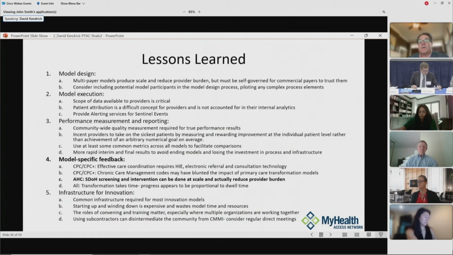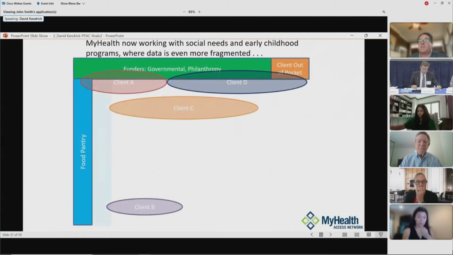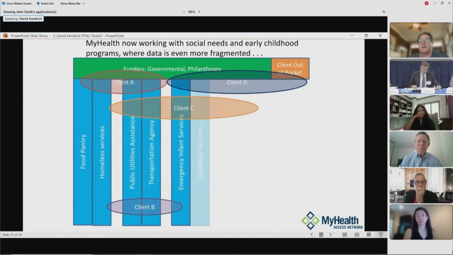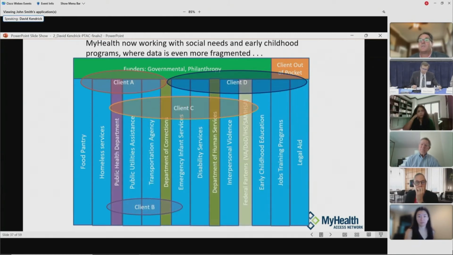We also were part of the HC model. Next click. And we were actually able to put in place a model that could reduce provider burden for screening social determinants of health. So this shows that just like clinical data is highly fragmented, so too is social services, social determinants data. And you can see these, if a patient needs a food pantry, they are very likely to need housing or transportation or other social services. So we set about trying to defragment this data as well.